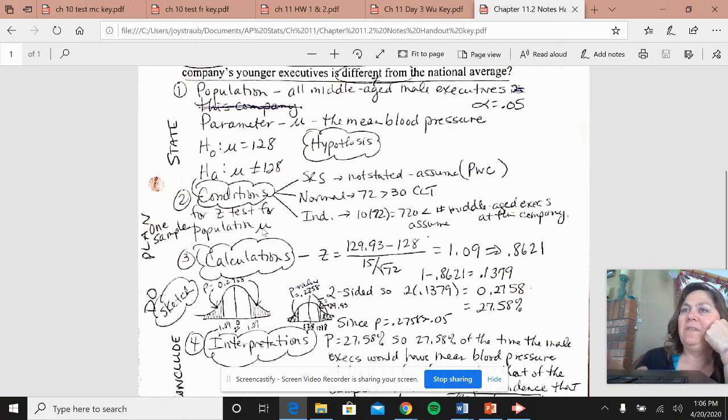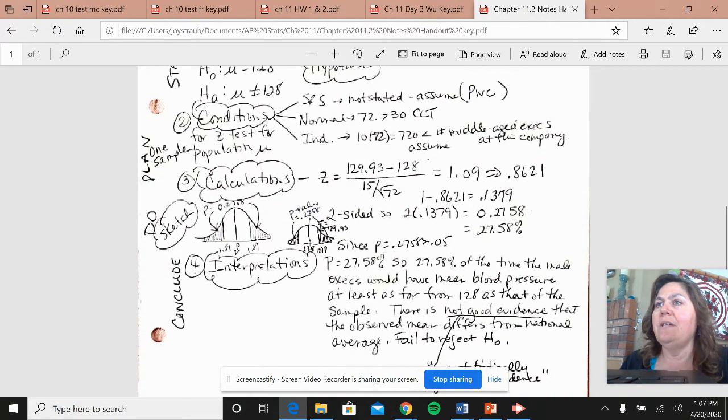All right. And then I hinted earlier that CLT was met for normal and independence. I'm sure there's more than 720 middle-aged executives, even if not at this company, then in the world there would be. So we'll assume that. Calculations: here is your test statistic. Hopefully you got 1.09. So we're 1.09 standard deviations away to the right, giving us a 0.8621.